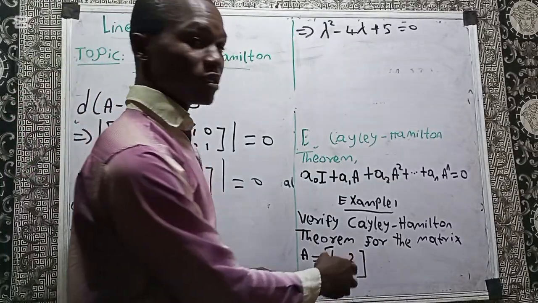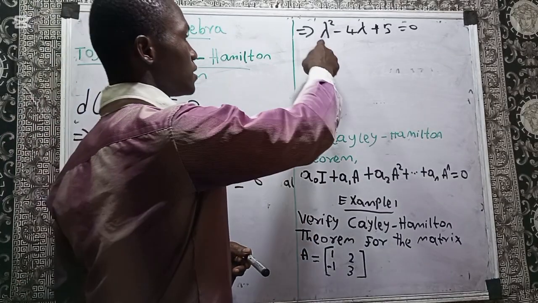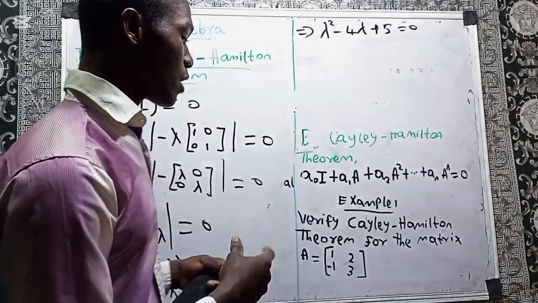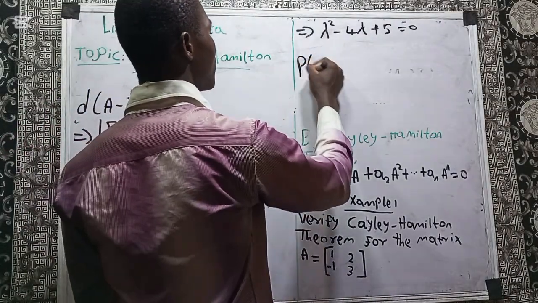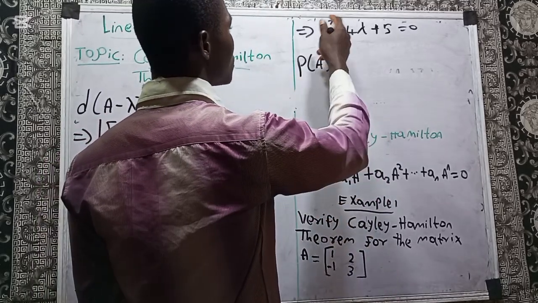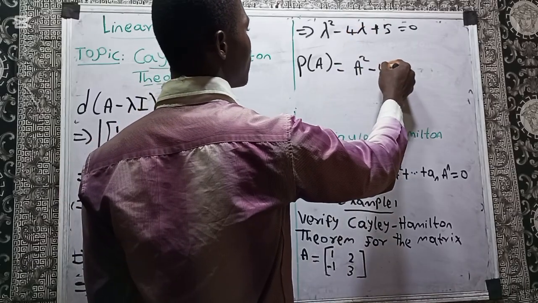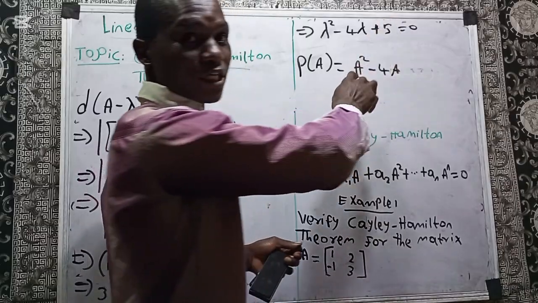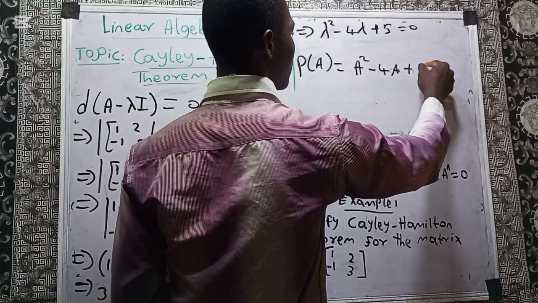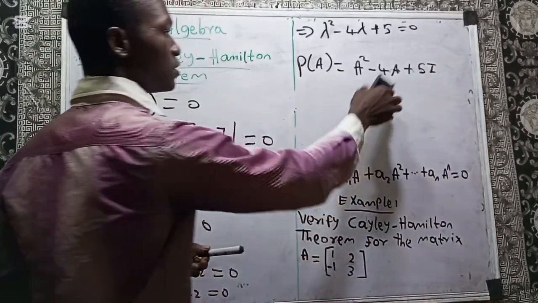Then let's plug the matrix into this characteristic equation and see whether we are going to get the same thing equal to 0. So P of A, we'll plug in this matrix A there. So you are going to have A squared, anywhere you see lambda you put A there, negative 4A. Then 5 is a constant, so you are going to multiply it by the identity matrix, since the constant is 5I. So we want to check whether this will give us 0.